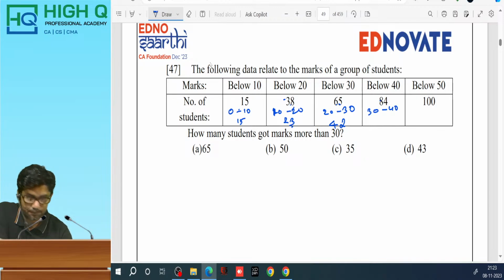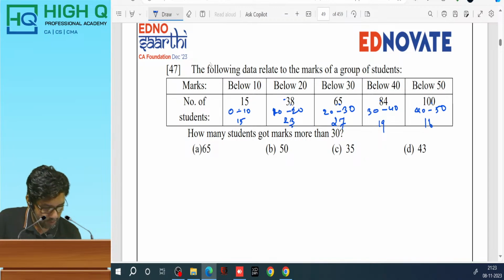30 to 40: 84 minus 42. Now, 40 to 50. Are you sure? It is below only, no? 65 minus 38 is what? 27. 84 minus 65 is what? 19. 100 minus 84 is 16. Now it is more than 30, right? More than 30 is what? 19 plus 16, 35.